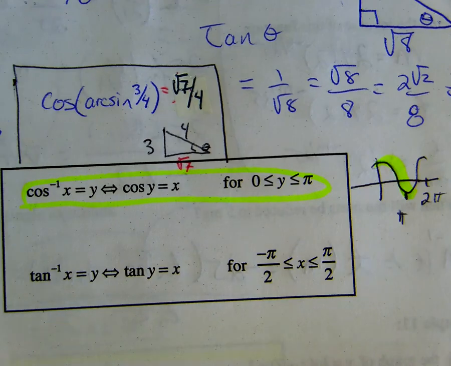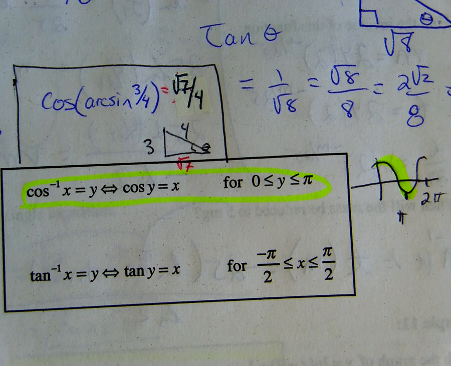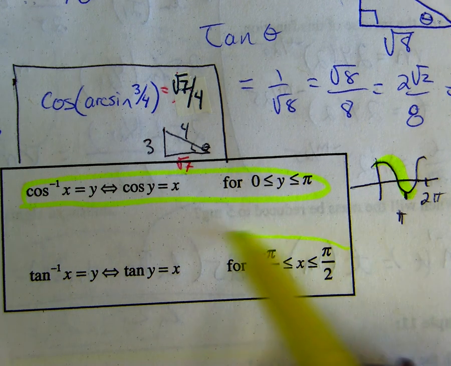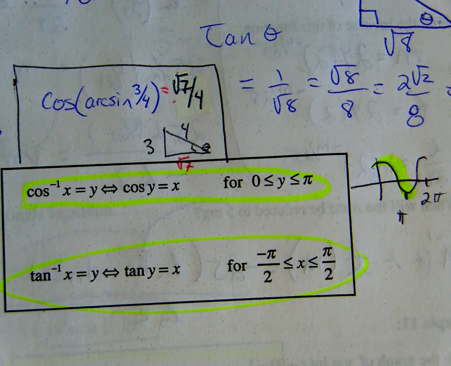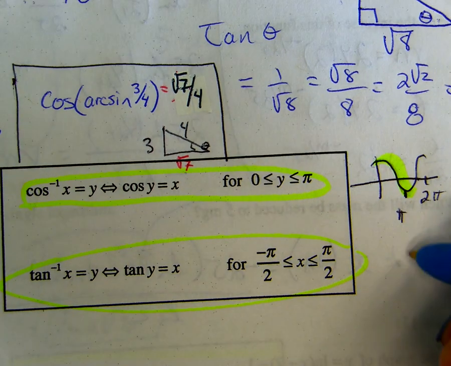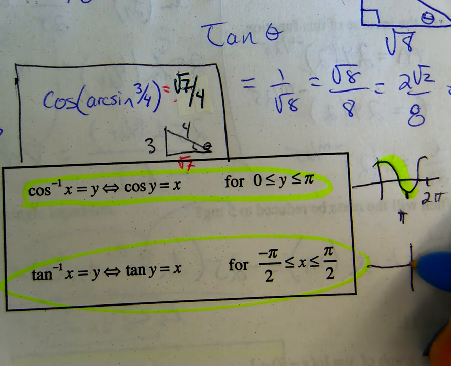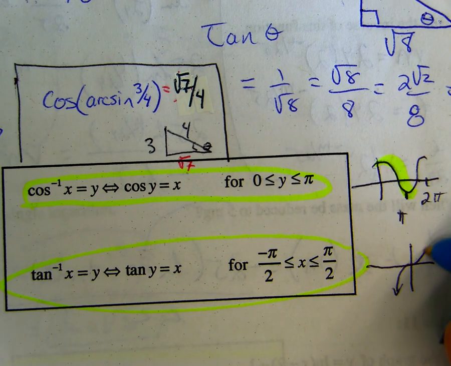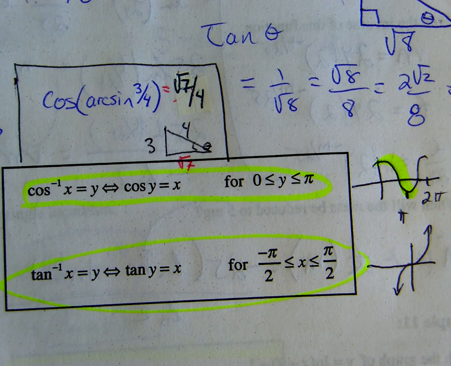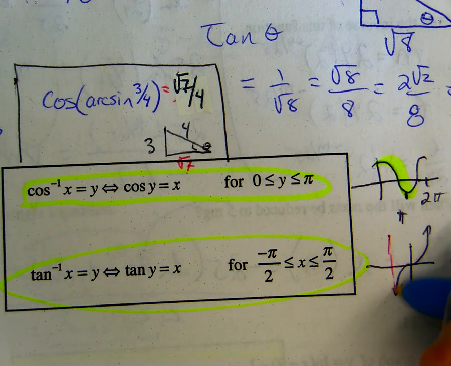And for tangent, we've got a lovely tangent graph on the backboard there. We're just going to follow one branch, the first branch, which goes from negative pi by 2 to pi by 2. So quick sketch of your tangent graph.